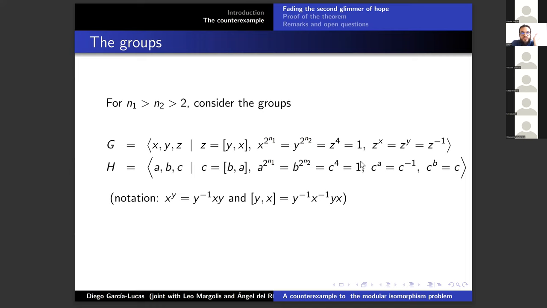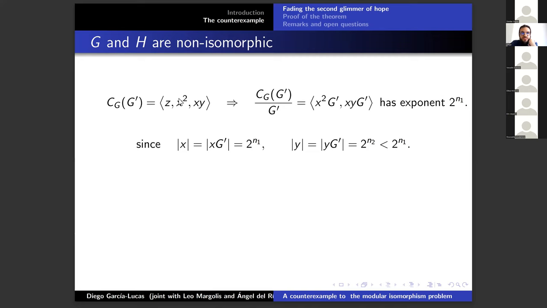This can be easily seen considering the following. One can check that the centralizer of the derived subgroup of G is of this form. And then, although it's not completely necessary for the argument, it is useful to see that everything commutes. Take the quotient modulo the derived subgroup. So we have this quotient here that is generated by x squared and xy. Since x has order 2 to the n1, this element has order 2 to the n1 minus 1, and this element has order 2 to the n1. So the exponent of this group is 2 to the n1.